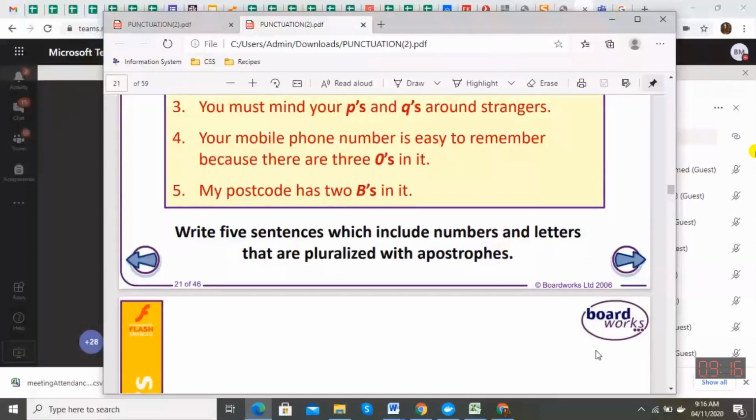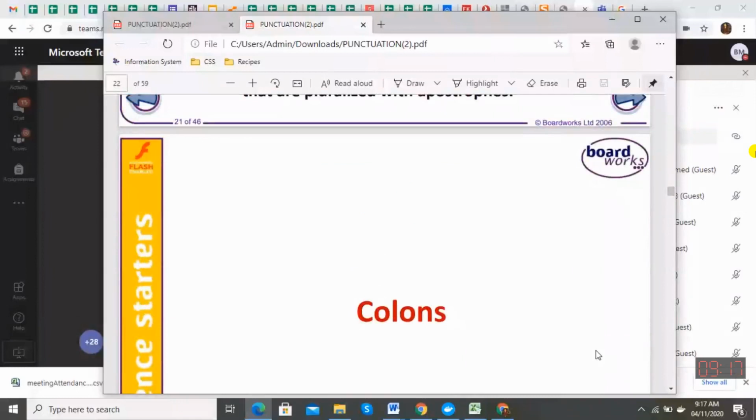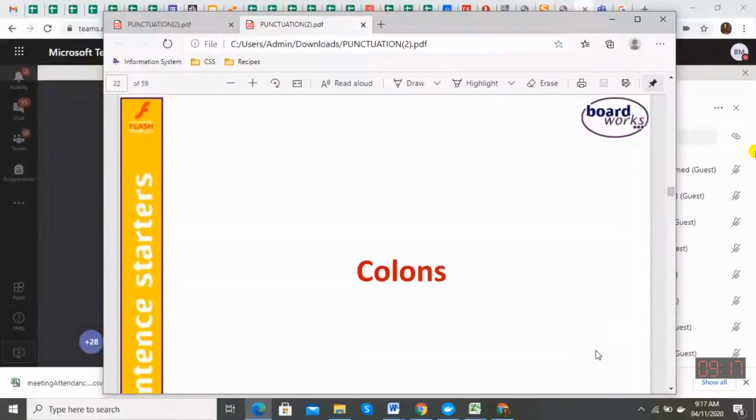His account number has 4 sevens in it. Very good. Well done. It has 4 sevens in it, 7 zeros in it. Good. Okay, one more thing.